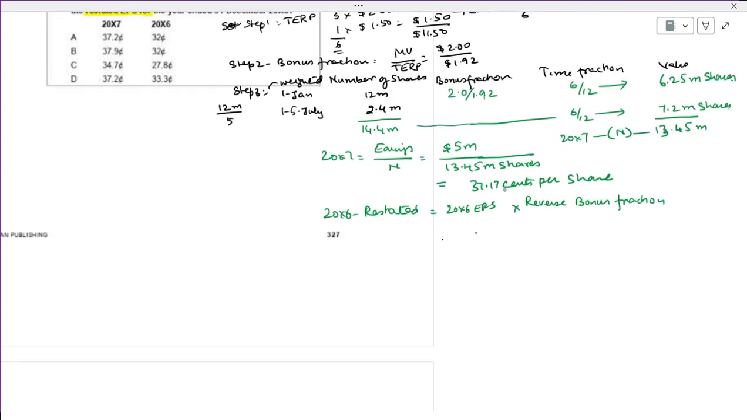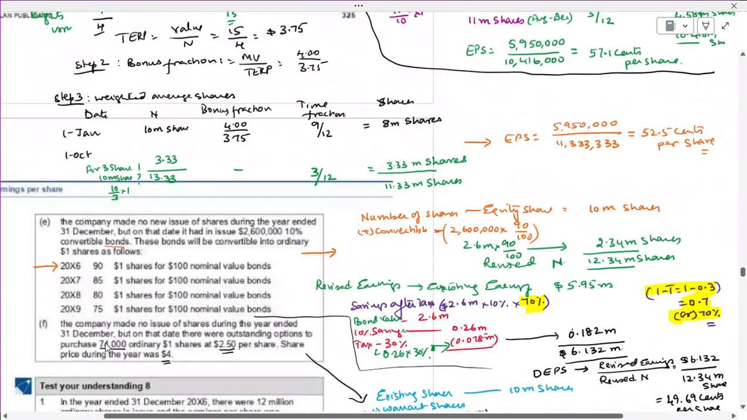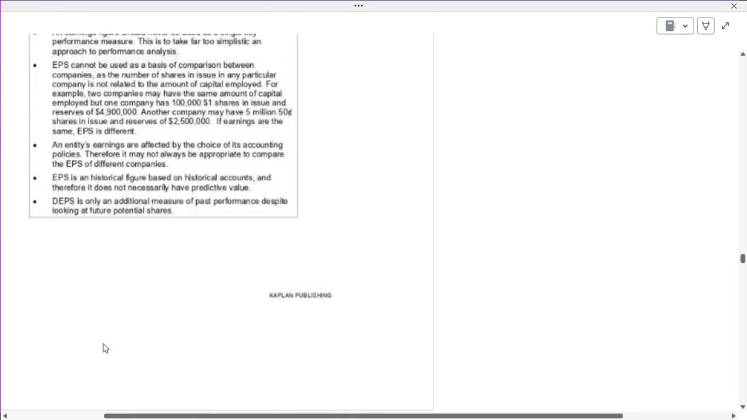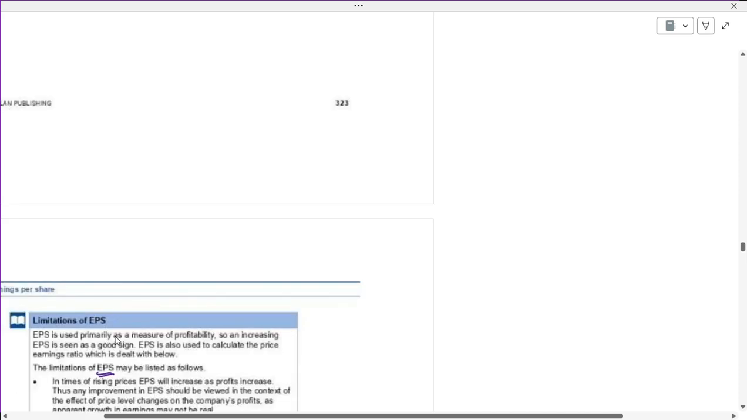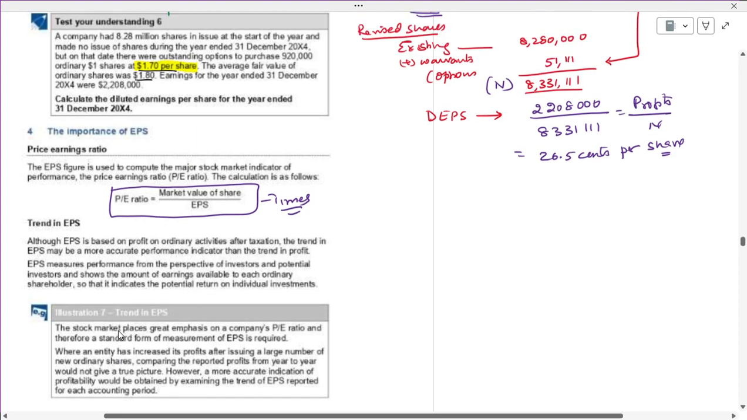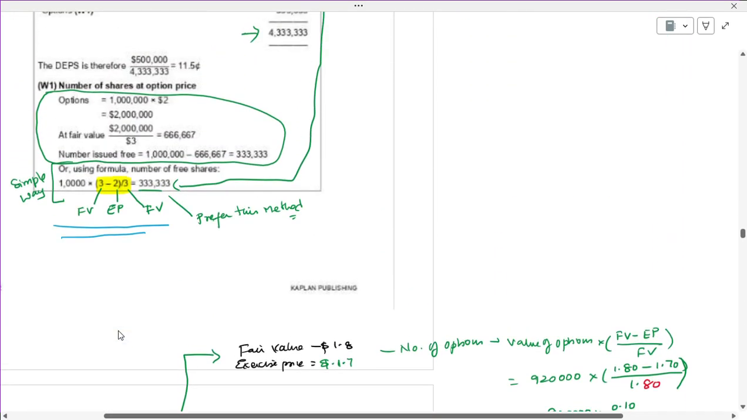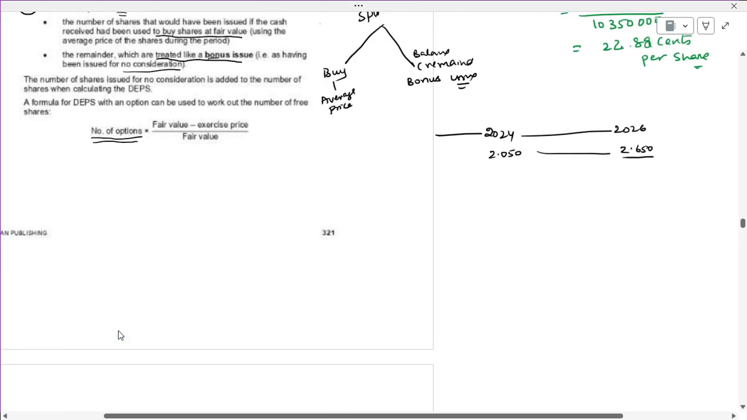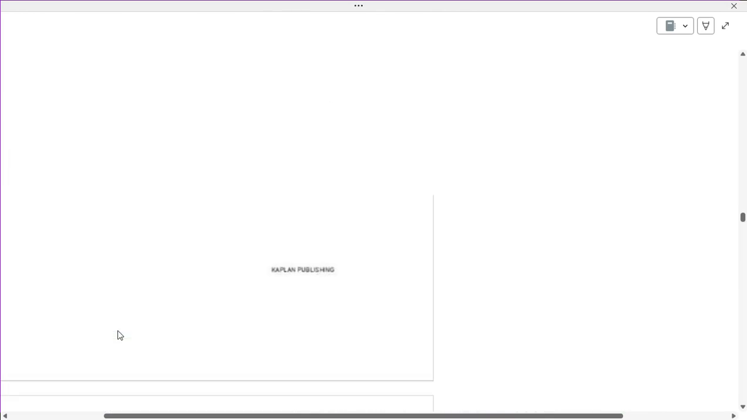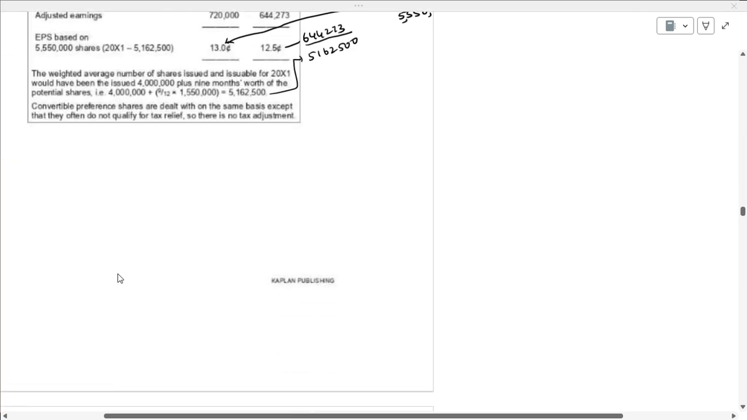One minute. I will go through the previous one to make sure that things are working. Where is the restated EPS formula, dear? Which page number?